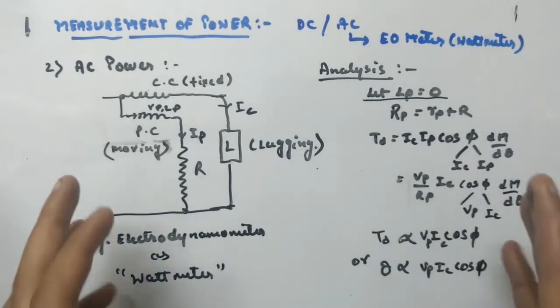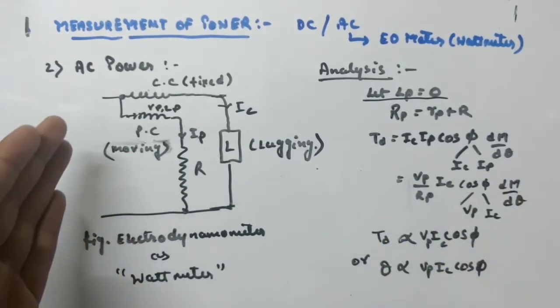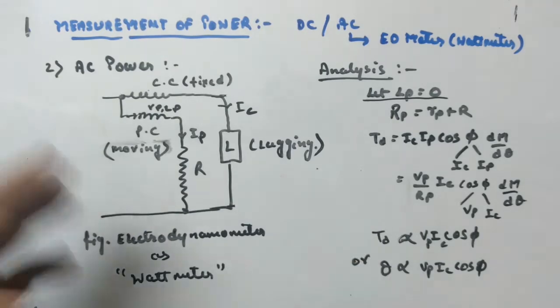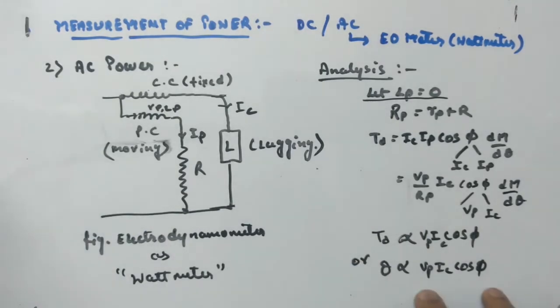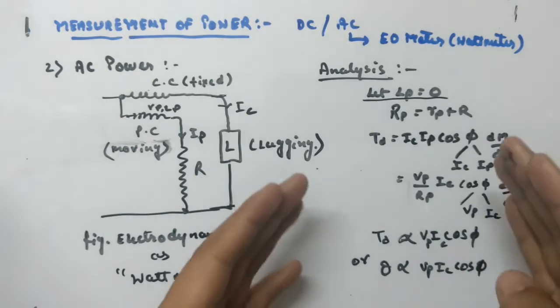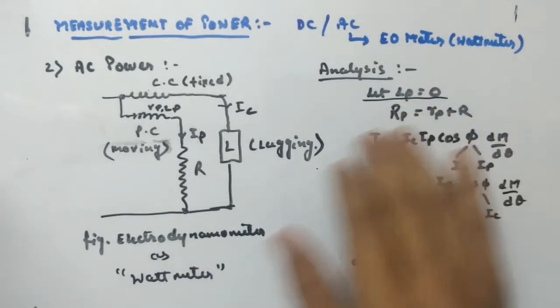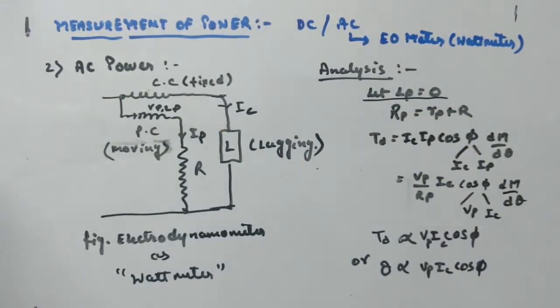So that is how you can imagine the electrodynamometer as a wattmeter, how it measures power. Now you will see the proper case where Lp will not be equal to 0.